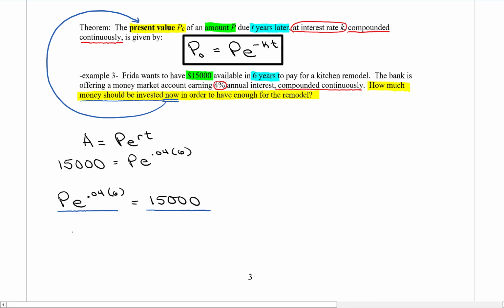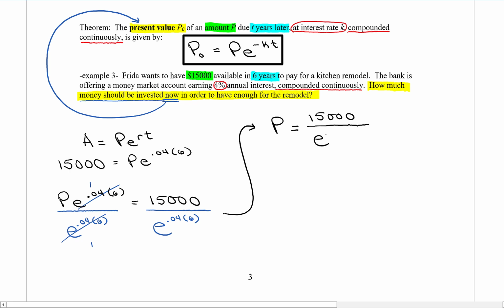I'm going to divide both sides by e raised to the 0.04 times 6 power. The e raised to the 0.04 times 6 power will cancel out on the left-hand side. And I'm going to draw an arrow for my equation pointing upwards and towards the right. So I'm going to write P equals 15,000 divided by e raised to the 0.04 times 6 power. So P is equal to 15,000 times e raised to the negative 0.04 times 6 power.